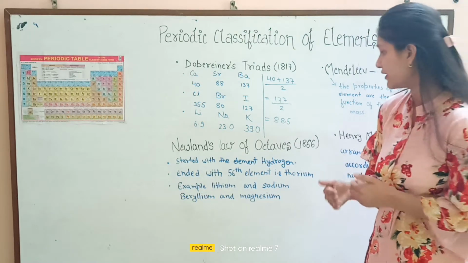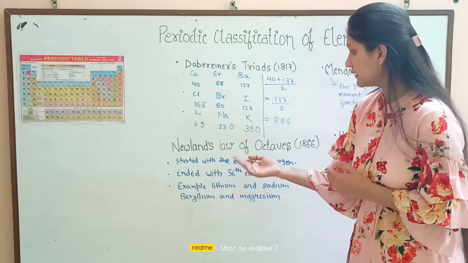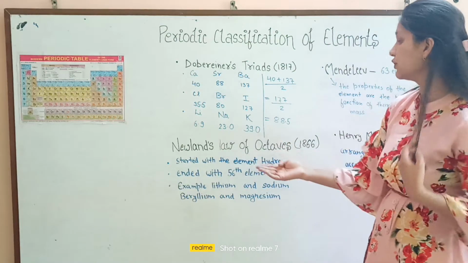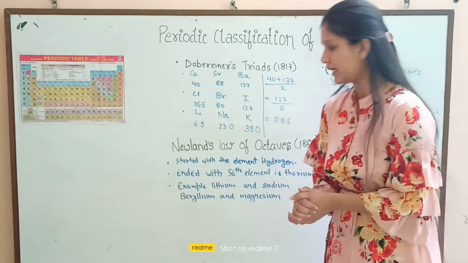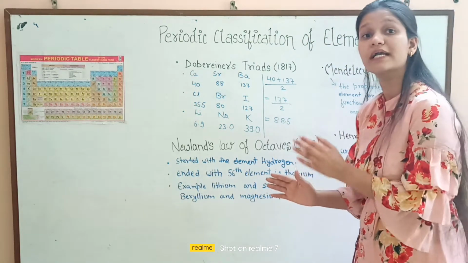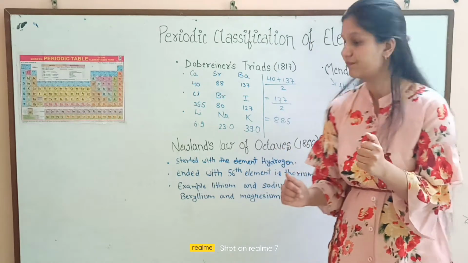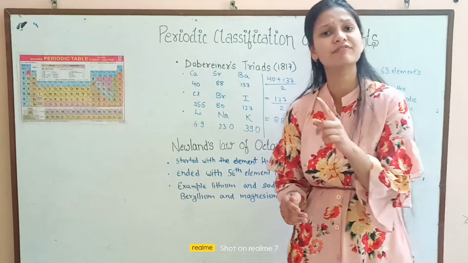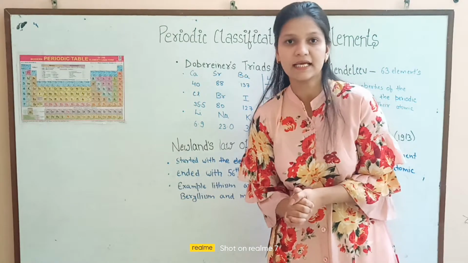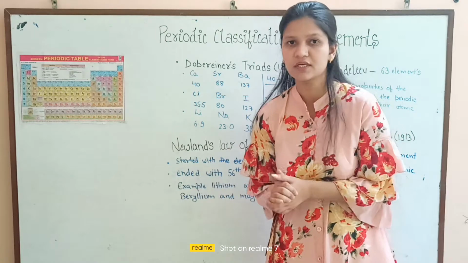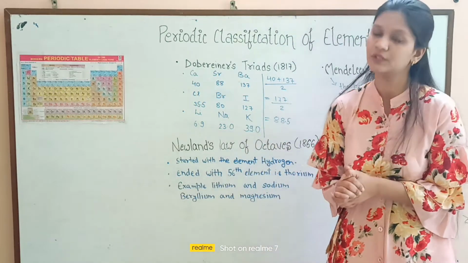But there are several limitations, or we can say demerits, of Newlands' law of octaves. The first one is that he classified the elements up to calcium only, and he assumed that only 56 elements were present at that time and no further element would be discovered in future. This is the main drawback of Newlands' law.